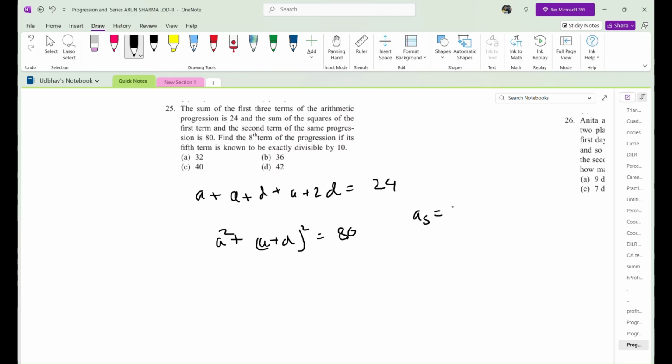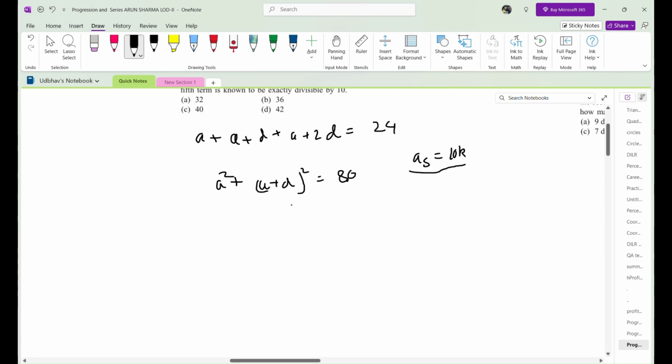A5 is of the type 10k. That's only when we know that it is divisible by 10, right? And we have to find the eighth term of the progression if its fifth term is known to be exactly divisible by 10. I mean, this question is pretty straightforward.